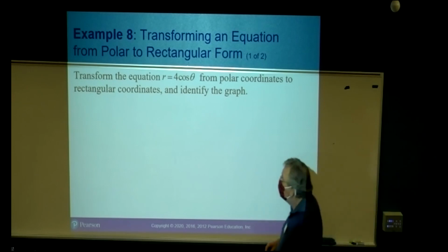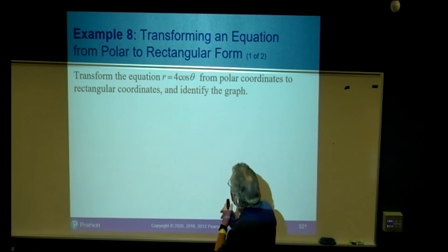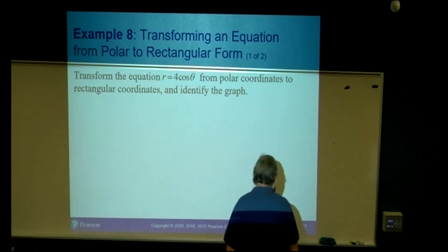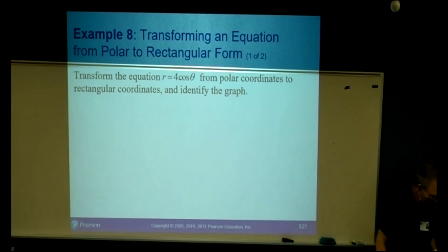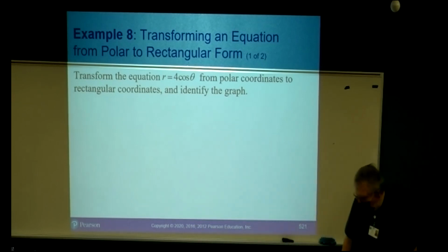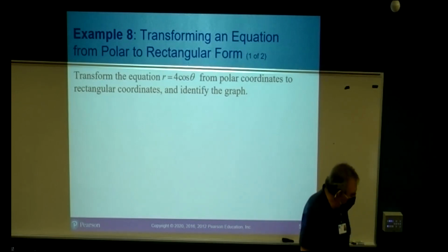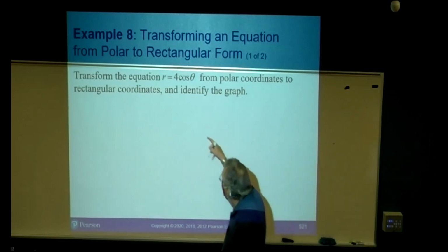So we want to transform the equation r equals 4 cosine theta from polar coordinates, because it's in polar coordinates right now, into rectangular coordinates.